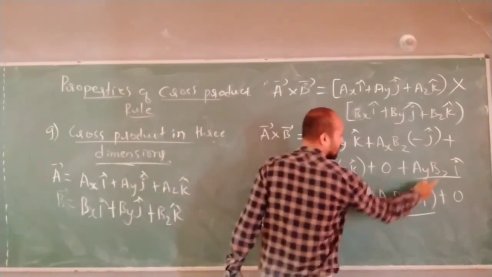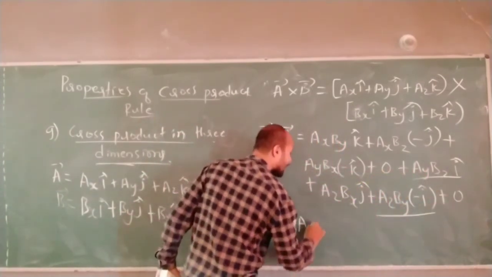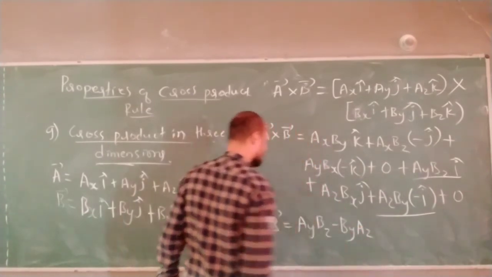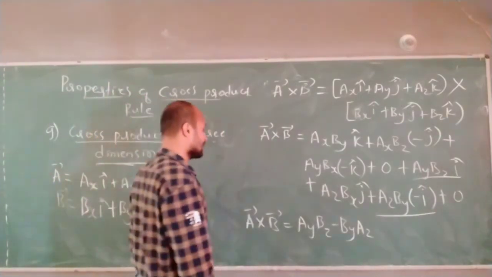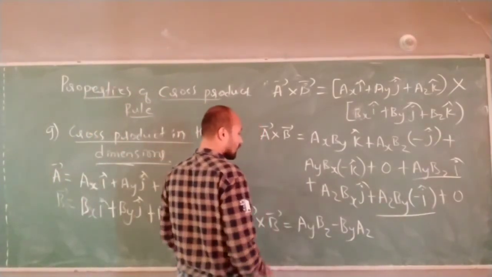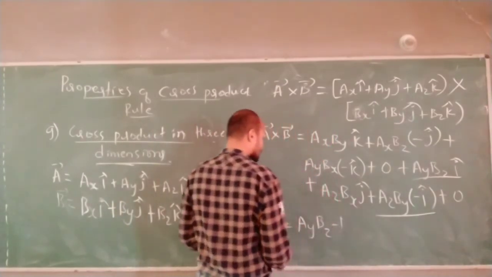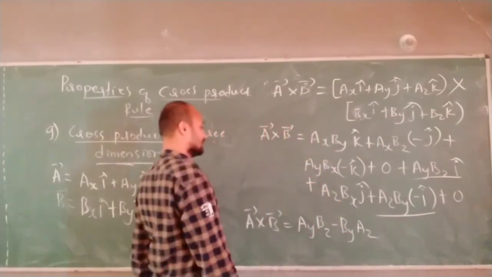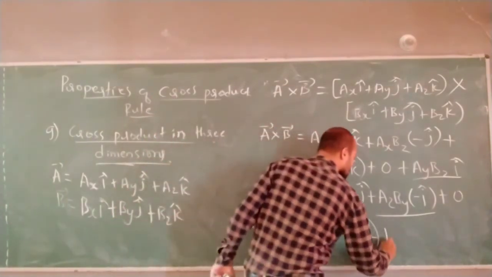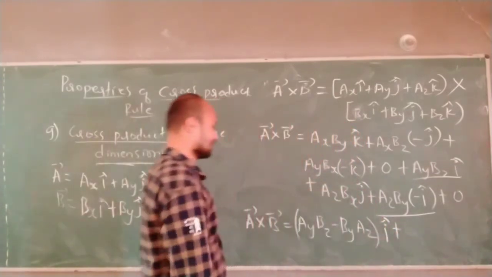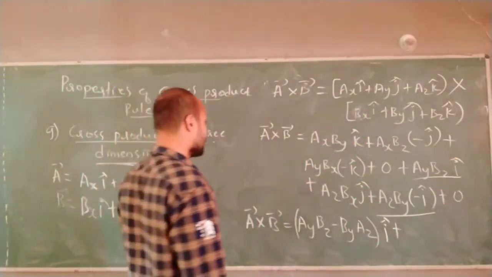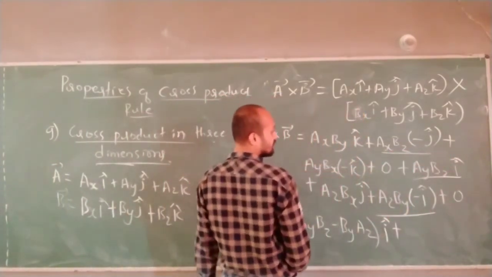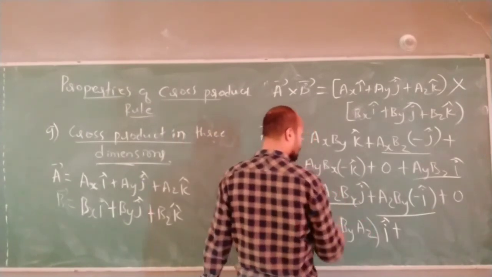What is that? First I look at this i cap. I can write ay bz minus by az. Correct, na? Ay bz minus by az will be equal to this into i cap plus this into i cap. Very important relation I am getting. Look at j. This is j minus j. This is plus j.